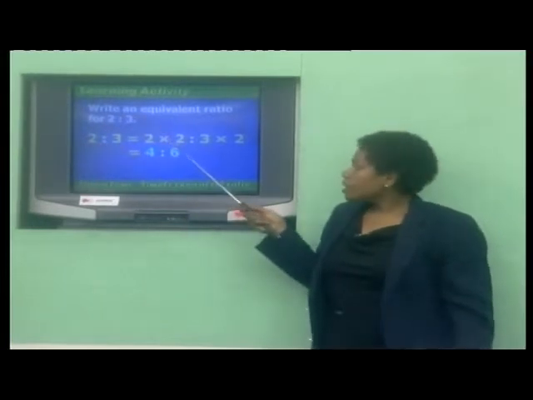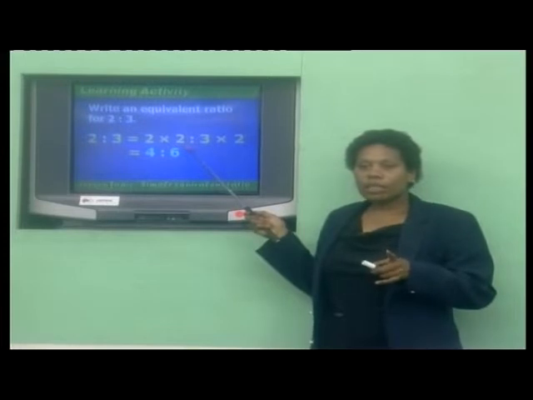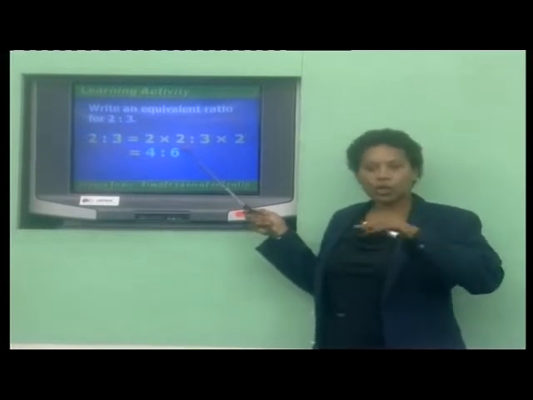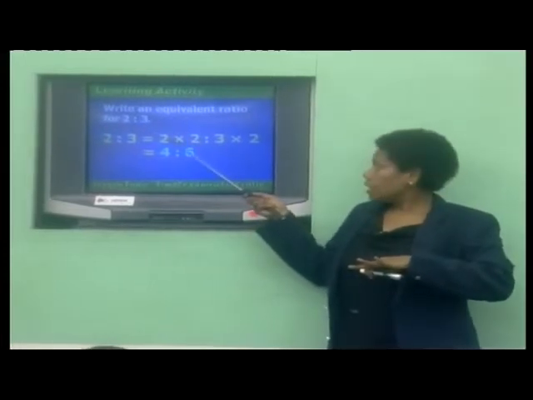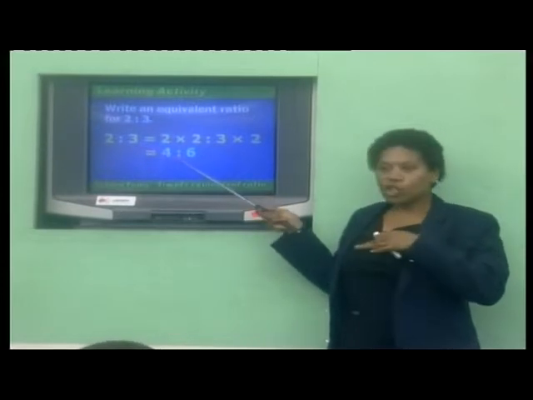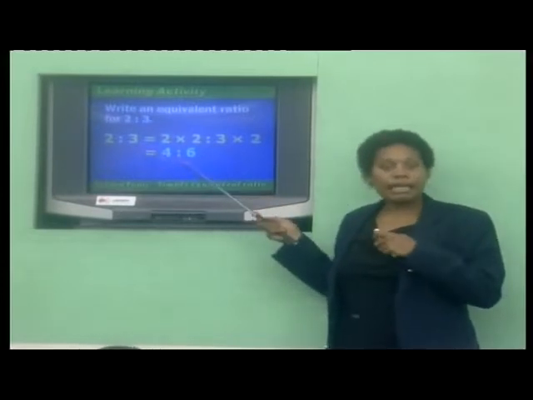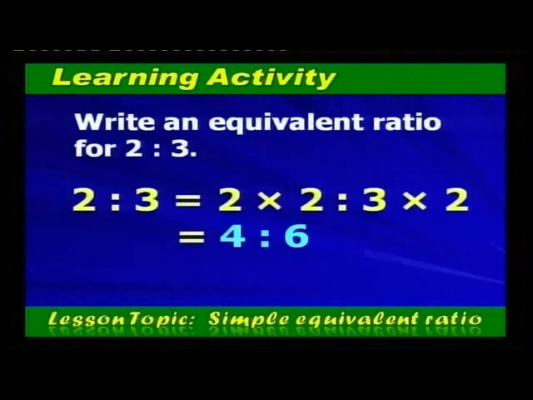2:3, who can tell me what operation we used in order to get an equivalent ratio of 2:3? Class? What operation, meaning operation sign, did we use? Multiplication, division, or what?